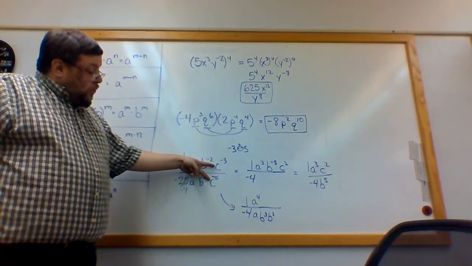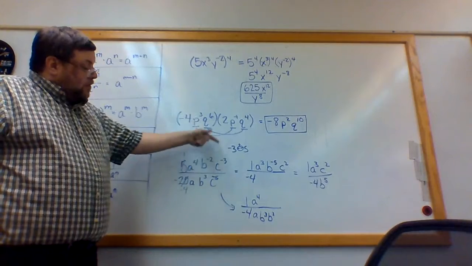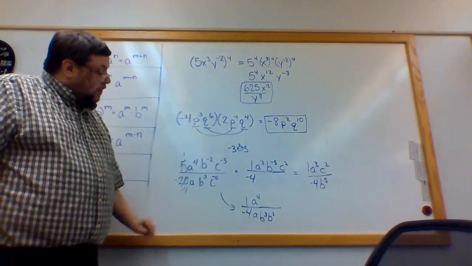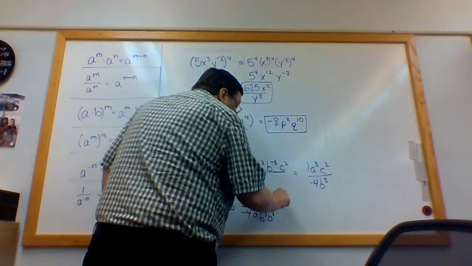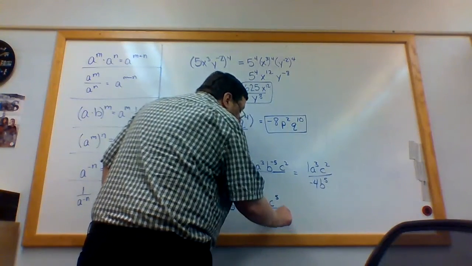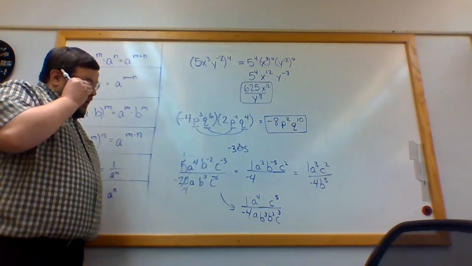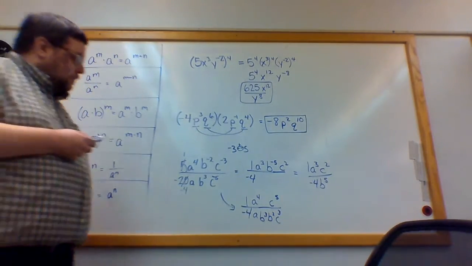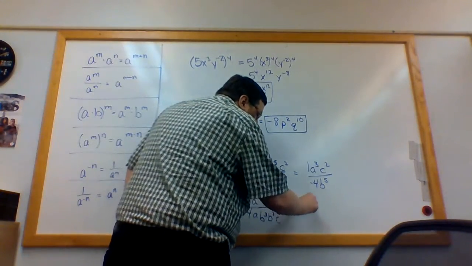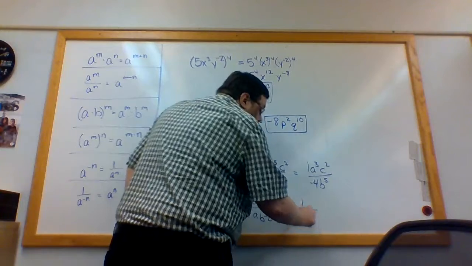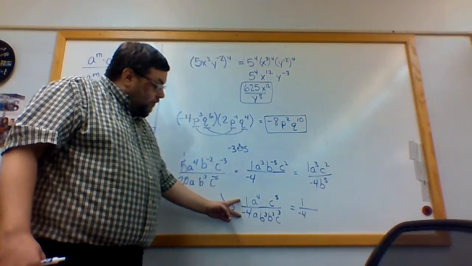Now as far as the c's go, since both of these two are negative, we can flip-flop them. So the c to the 3rd is going to move to the bottom, and c to the negative 5th is going to move to the top. So I'll have c to the positive 5 on top, and c to the positive 3 on bottom. And now I can start to simplify these. So I'm going to have negative 1 over negative 4 still. Doesn't really matter which part gets the negative, but 1 over negative 4.